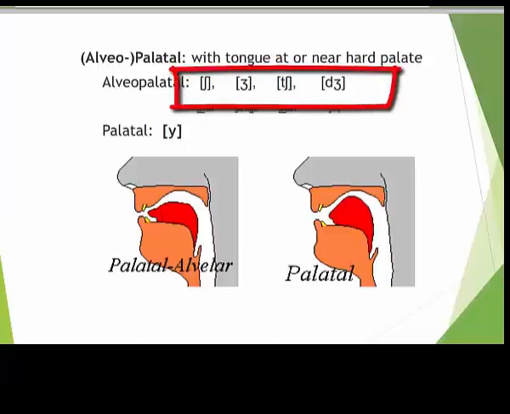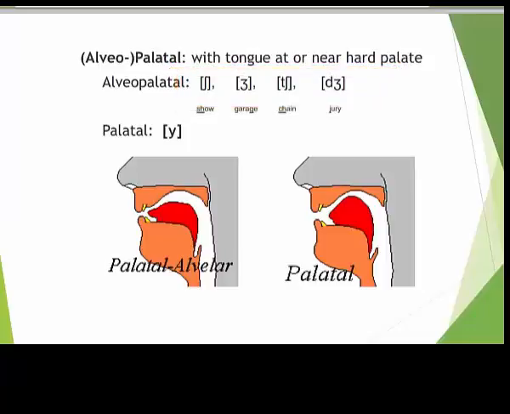These symbols are a little bit weird, right? So far they haven't been too bad. So this symbol is the sh sound, as in show. This one is the zh sound, as in garage. This is a combination of two sounds, the t and the sh, to make ch, as in chain. And here's another combination, a d and a zh, to make j.